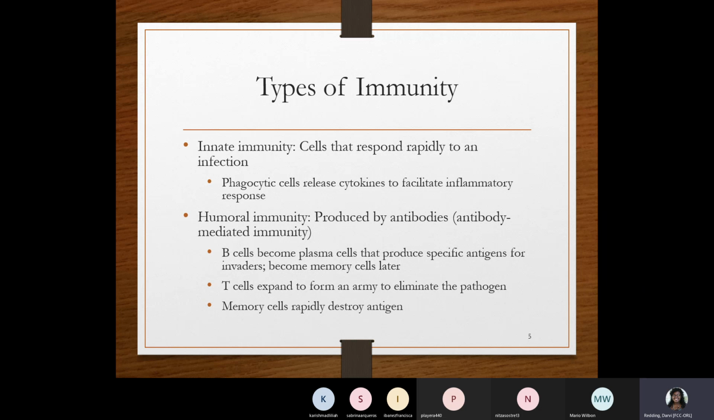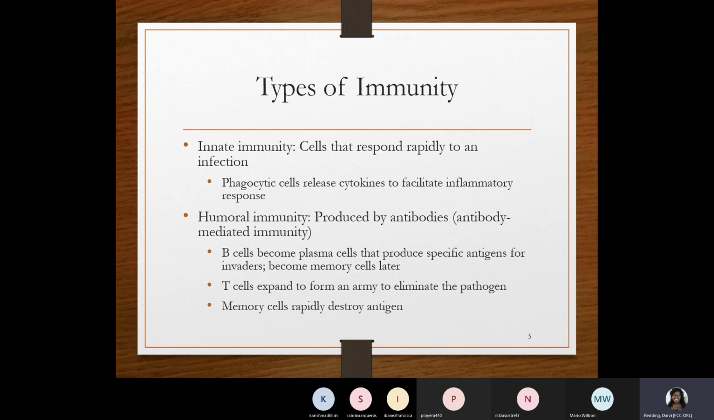But continuing, another type of immunity would be humoral immunity, and that's produced by the antibodies. So it's basically an antibody mediated immunity. So you have B cells, which become plasma cells that produce specific antigens for invaders, and they become memory cells later.